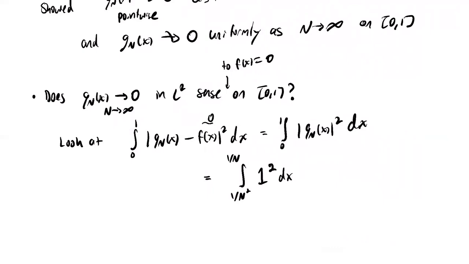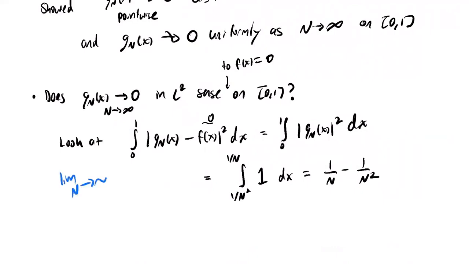And so finally, of course, 1 squared is just equal to 1, so I can remove the square. And remember, if you're integrating the function 1 on an interval, the integral is just equal to the length of that interval. So this is equal to 1 over n minus 1 over n squared.